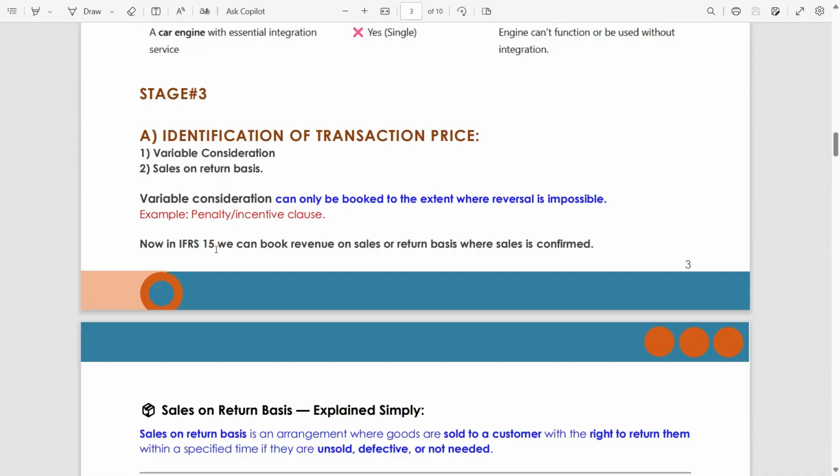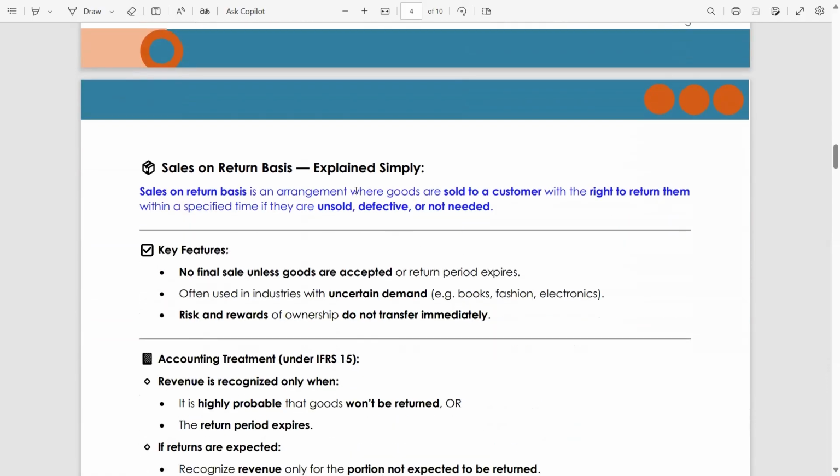Now in IFRS 15, you can book revenue on a sale or return basis where the sale is confirmed. Now read sales on return basis. Sales on return basis is an arrangement where goods are sold to a customer with the right to return them within a specified time if they are unsold, defective, or not needed. Key features: no final sale unless goods are accepted or the return period expires.